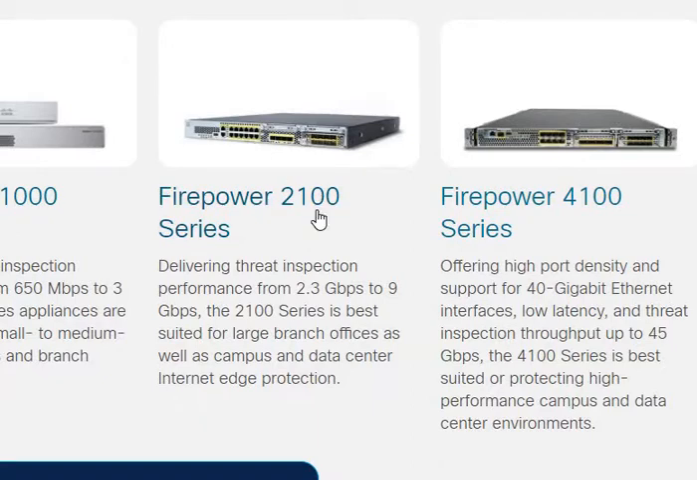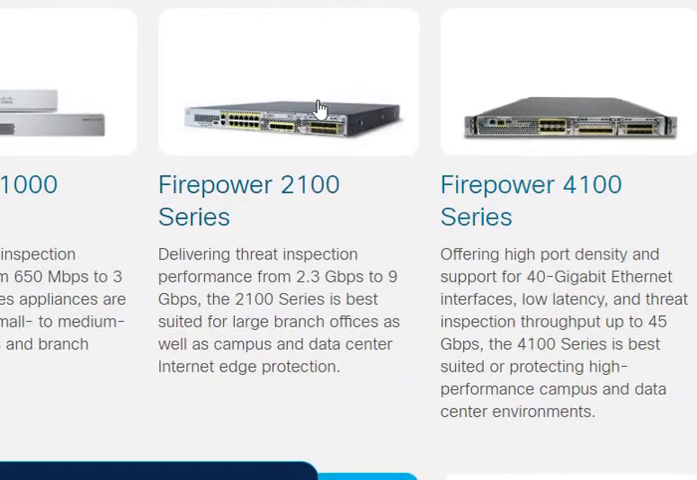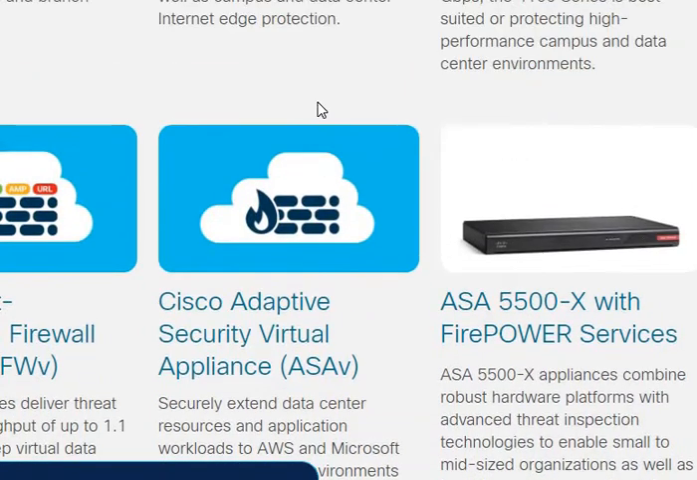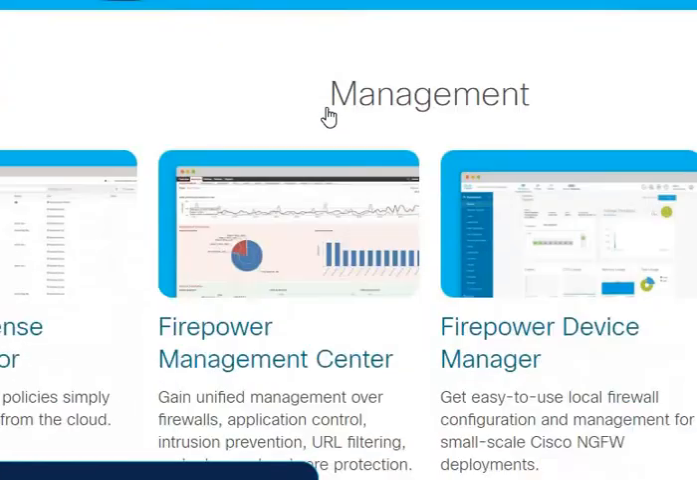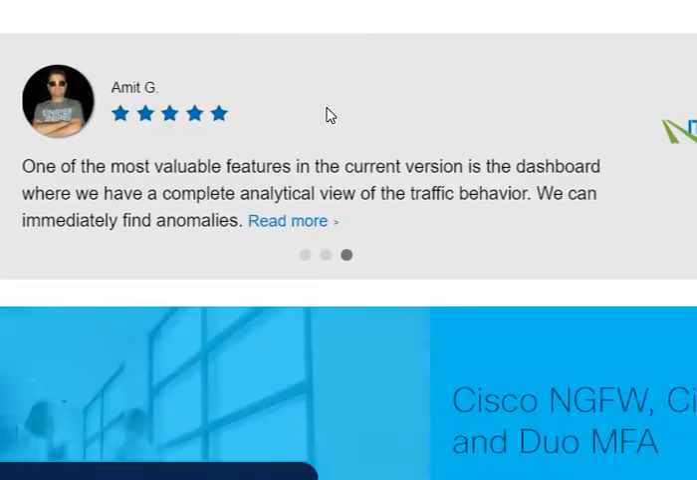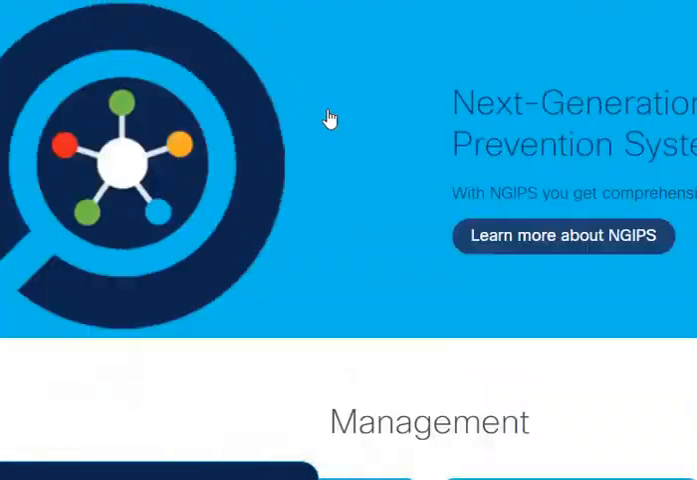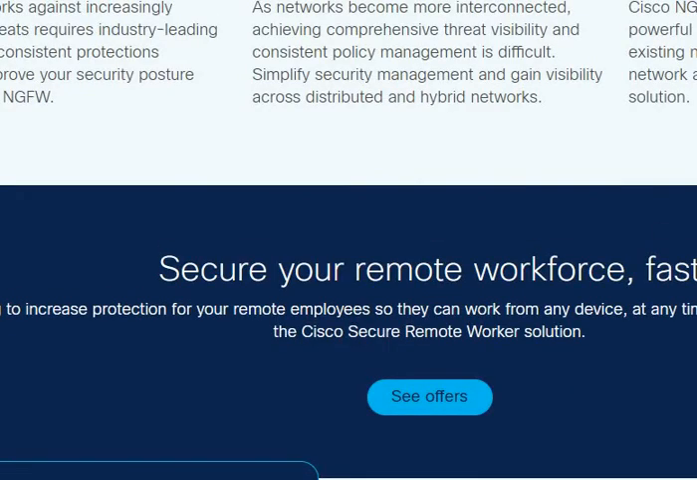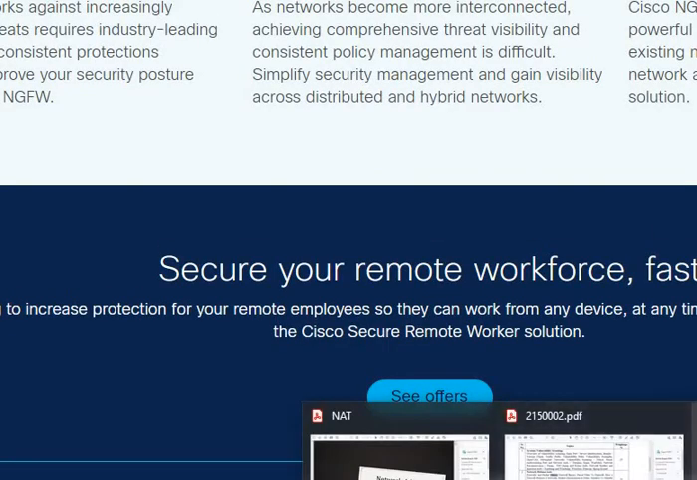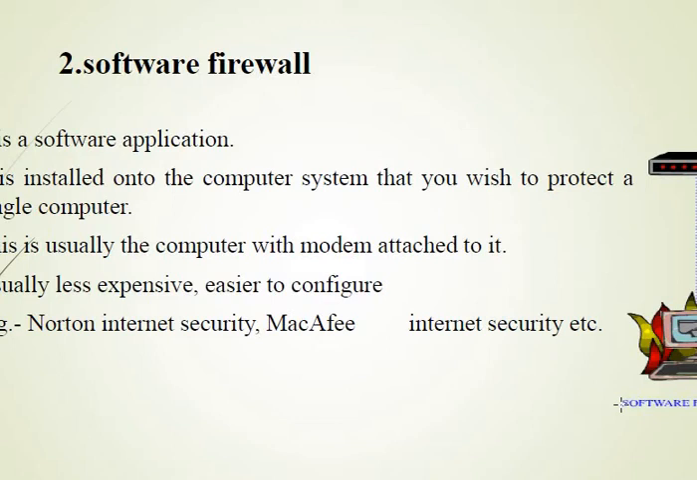There are different series and different models available according to their capacity and their features, right? So this is a kind of firewall thing, and I have given you the example. The hardware firewall is placed on top of your network, while the software firewall is integrated into your system, right?